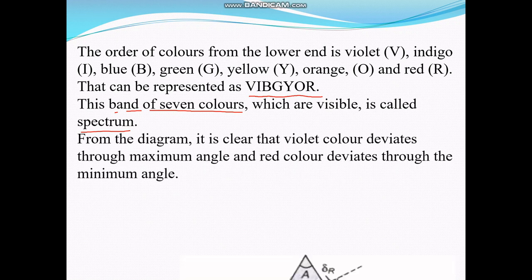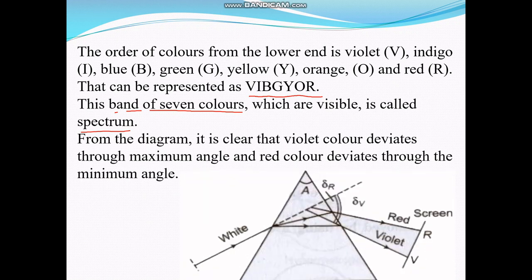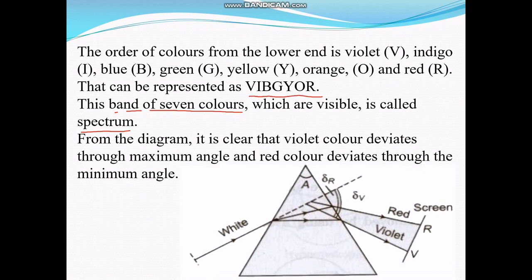Now, see this diagram, and in this diagram, you can see the representation of only the extreme colors of the white light, that is violet and red. So you can see that the violet color deviates through the maximum angle and the red color deviates through the minimum angle. So all the rest of the colors are between the red and the violet.